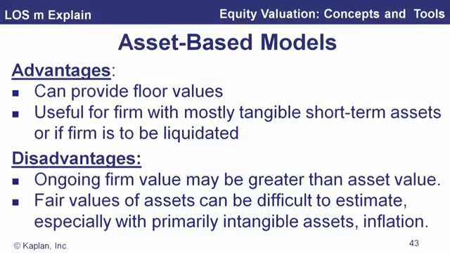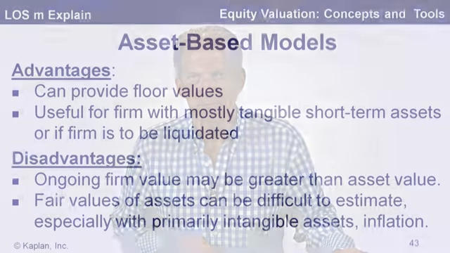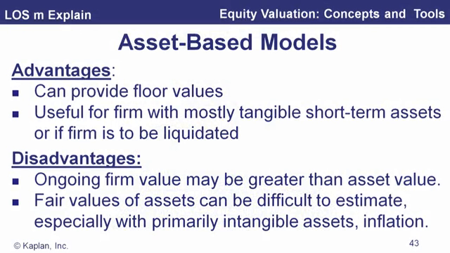The disadvantages: ongoing firm value may be greater than asset value. Well, that's why we're using them in liquidation. Certainly, if you take the assets of a Microsoft and look at the earning power of Microsoft, the earning power makes the stock price way higher than just the fair value of the net assets per share. And as I've mentioned, fair values of assets can be difficult to estimate. With primarily intangible assets, it could be even more difficult than a factory to say, well, let's value this patent. That can be a pretty tricky business.